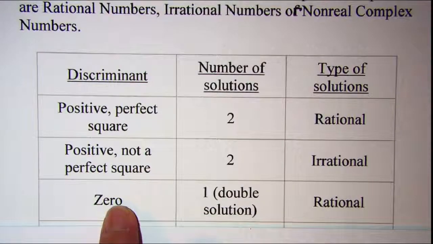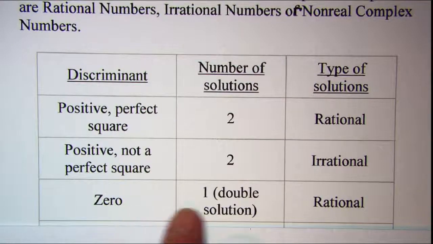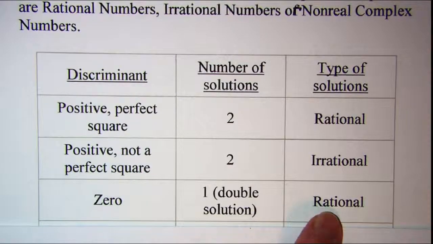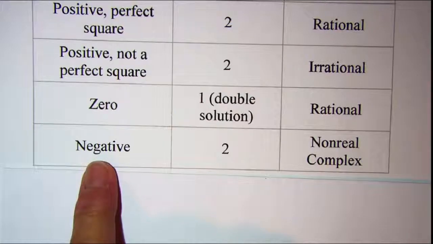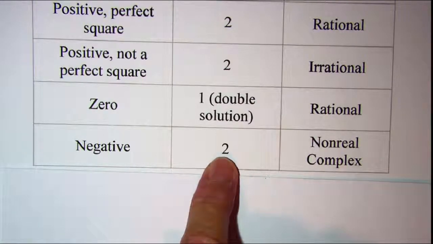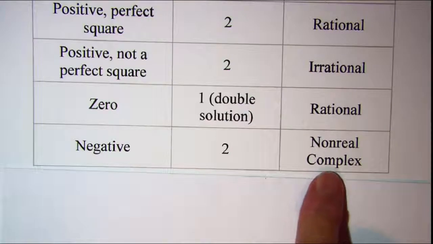If the value of the discriminant is 0, then we'll have the square root of 0 to the right of the plus minus, and I won't have two solutions. I'll have one solution, but it'll be a double solution, and it'll be a rational number. And if the value of the discriminant is negative, then I'll have a negative number under the square root, and I'll still have two solutions because of the plus minus, but the solutions will be non-real complex or imaginary numbers.